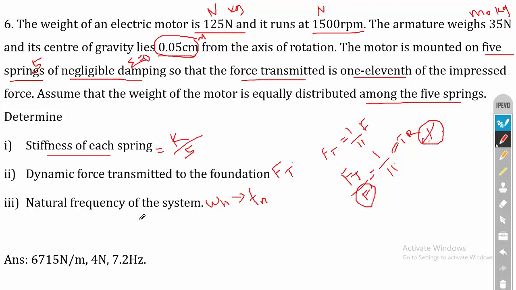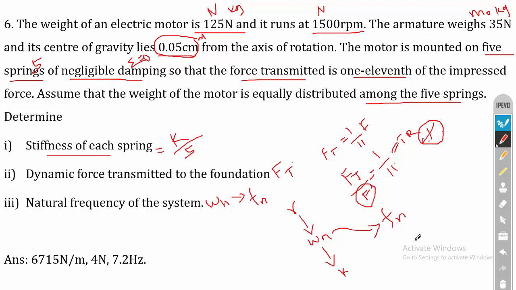Okay, so first you have to start from the transmissibility ratio equation. From the transmissibility ratio you have to calculate R, then from the R you have to calculate omega n, and from the omega n you have to calculate the K. Then the second step is Ft using the transmissibility ratio, and finally the natural frequency omega n you have already calculated, so you can use the value of omega n to calculate the value of Fn.